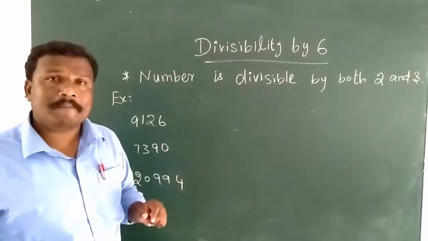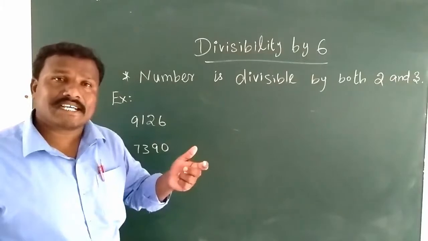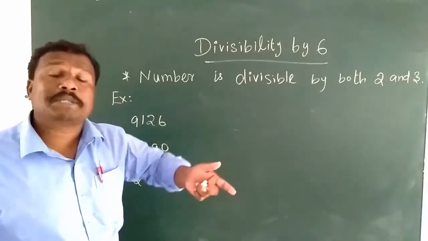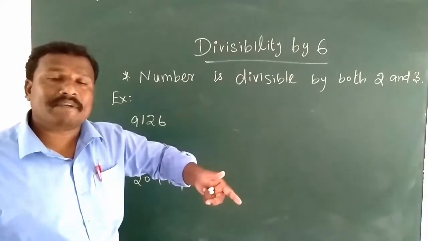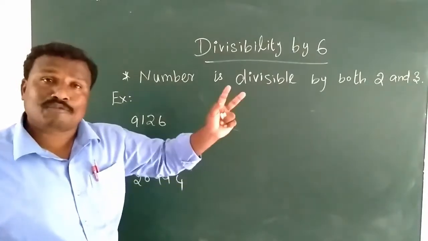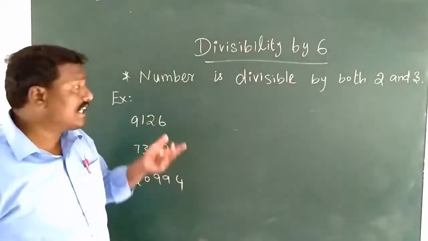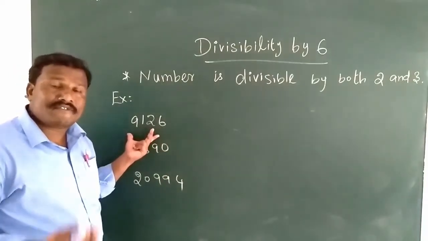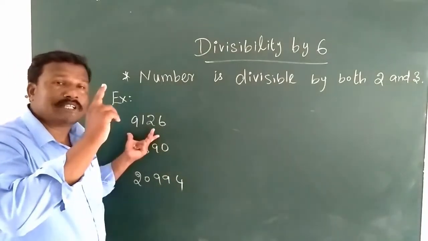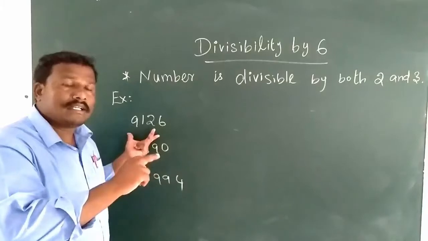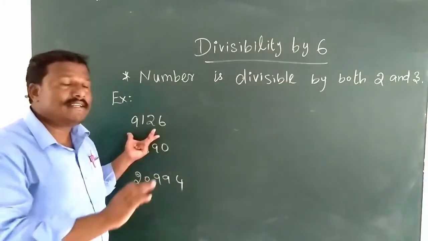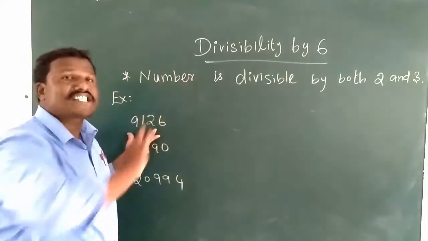Then what is the rule of 3? The total sum of the digits, if it is a multiple of 3, that number can be divisible by 3. So we know the rules of 2 and 3. We have to take any number, first check by 2, then check by 3. If it is divisible by both, then that number is divisible by 6 also.